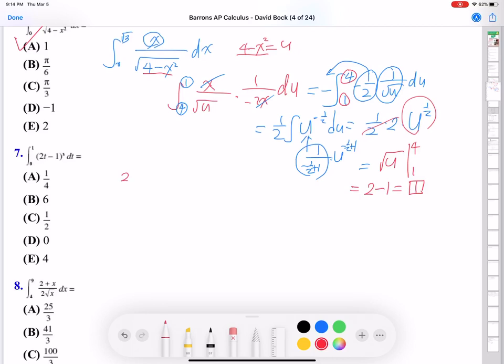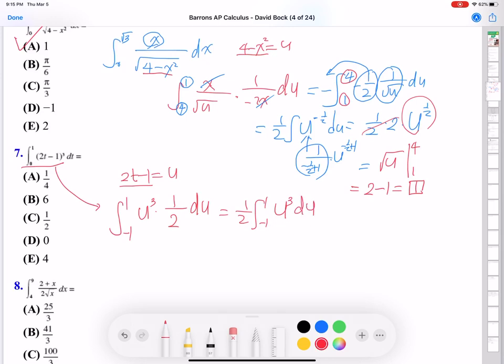Definitely 2t minus 1, that part is going to be u. Then change this to a u function. So u cubed times 1 over the derivative of u, that's 2, du. And then change those two numbers to u values. If t is 0, u is negative 1. If t is 1, u is 1. So it is 1/2 integral from negative 1 to 1 of u cubed du. This is 0. You don't have to find anything.